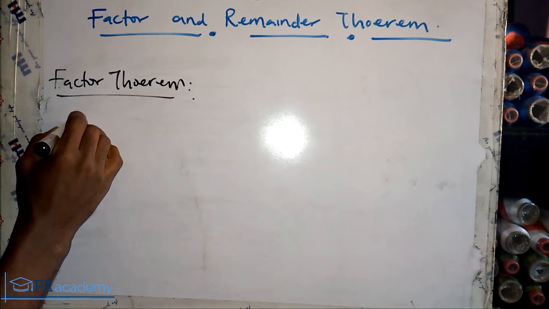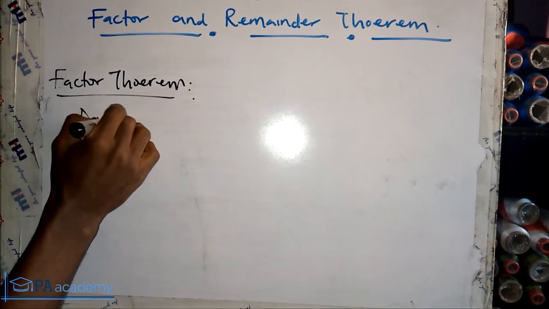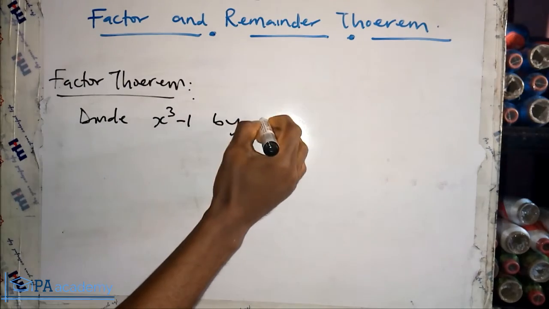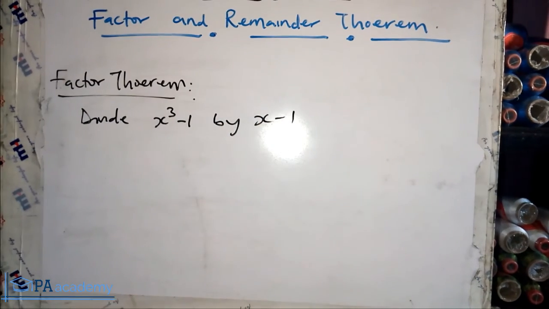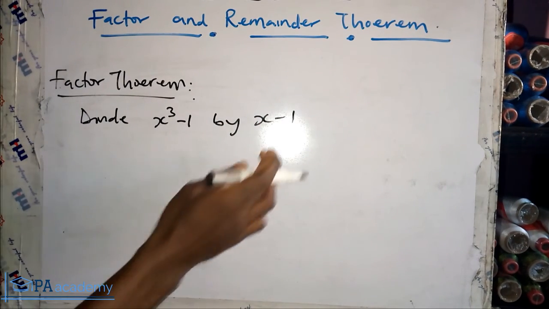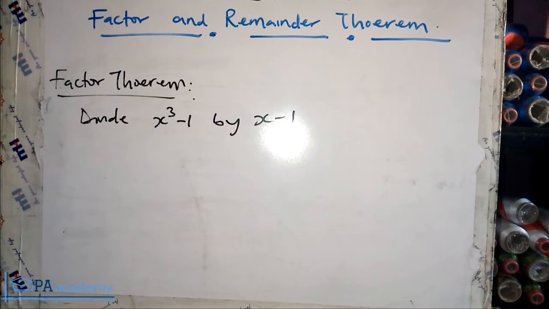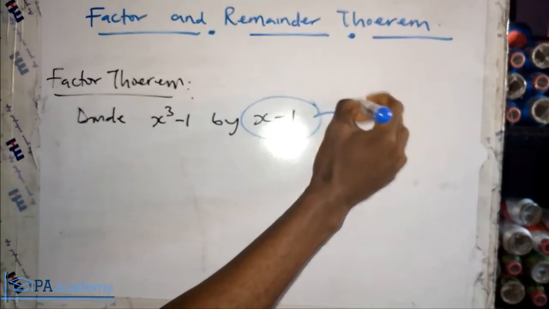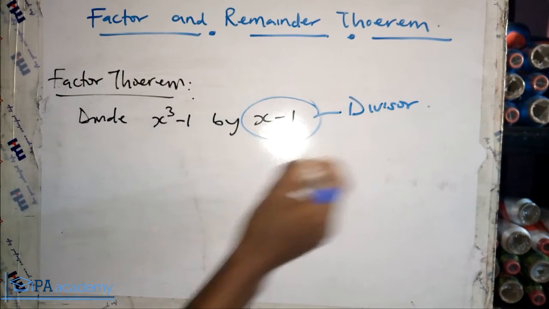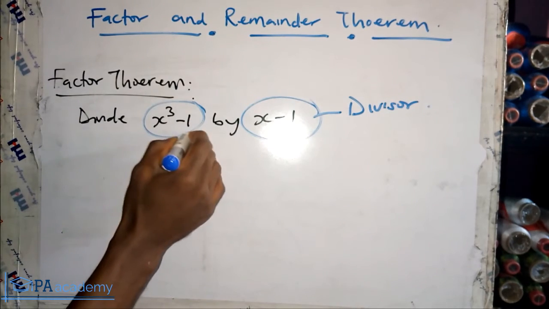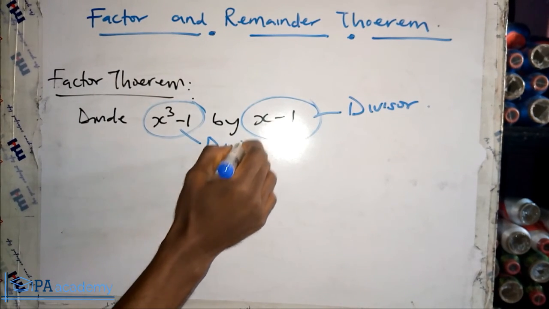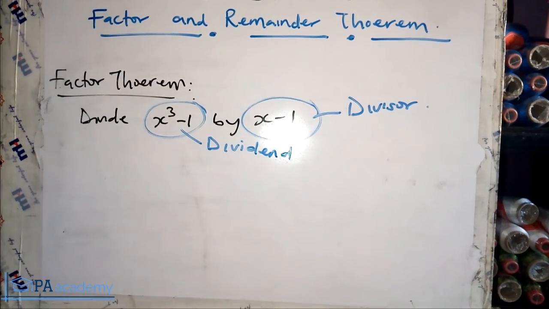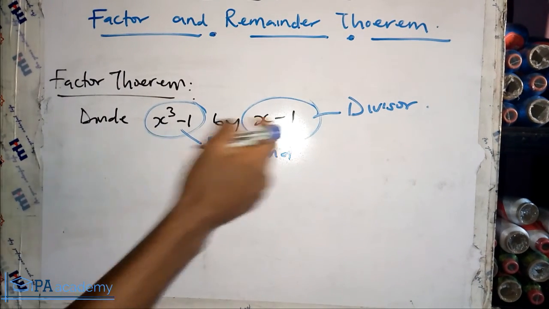So if you should divide x raised to power 3 minus 1 by x minus 1. Like what I explained, we picked it. This one is called the divisor, and this is called the dividend. So this is the dividend, this is the divisor.